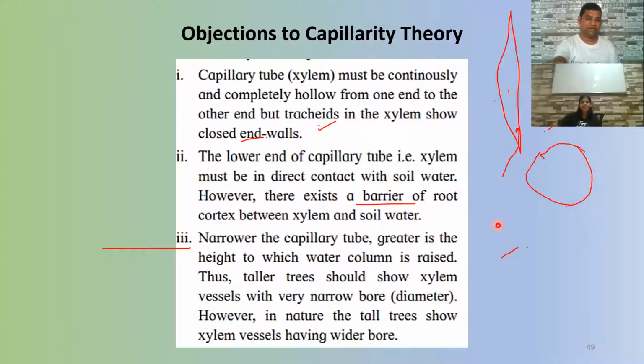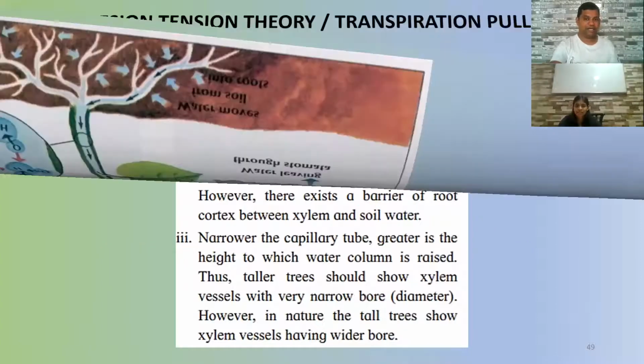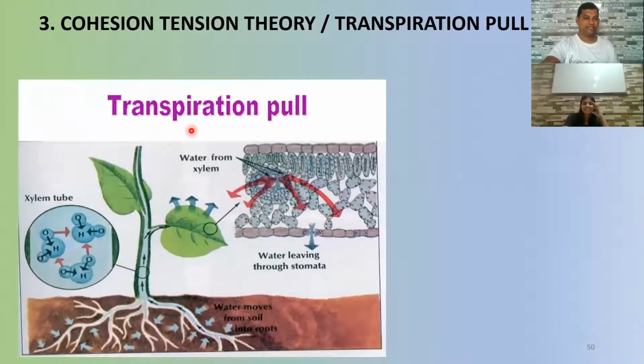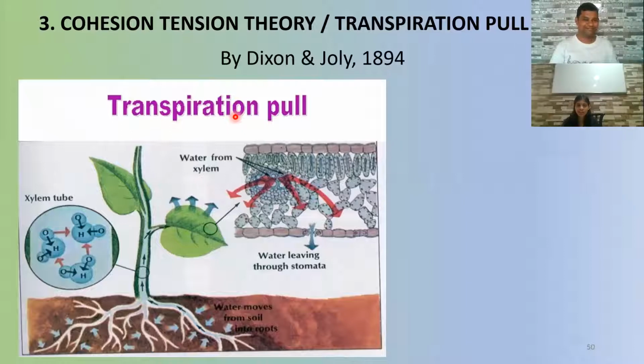After this, we go to the third theory, and the third theory is called cohesion tension theory, also called the tension pull theory. This was put forward by Dixon and Jolly in 1894. 1984 नहीं करना, 1894. Third theory, cohesion tension theory, also called transpiration pull theory.